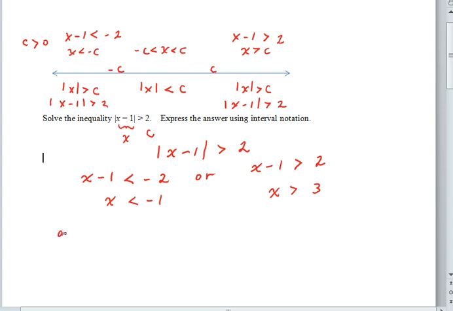So the answer, or the solution set for the inequality, involves the interval from negative infinity to negative 1, as well as the interval from 3 to infinity. So we take the union of those two.